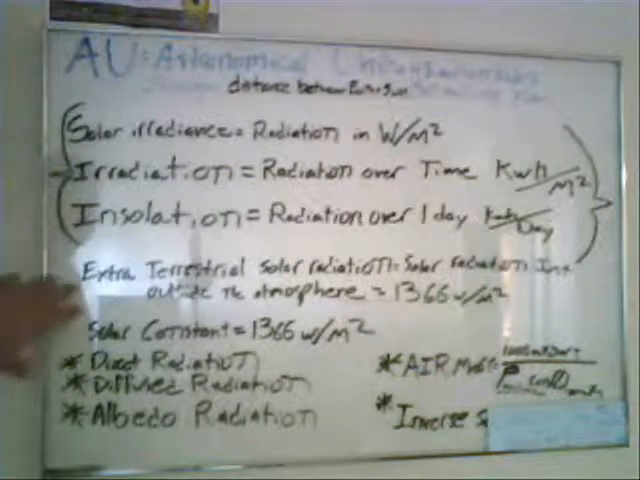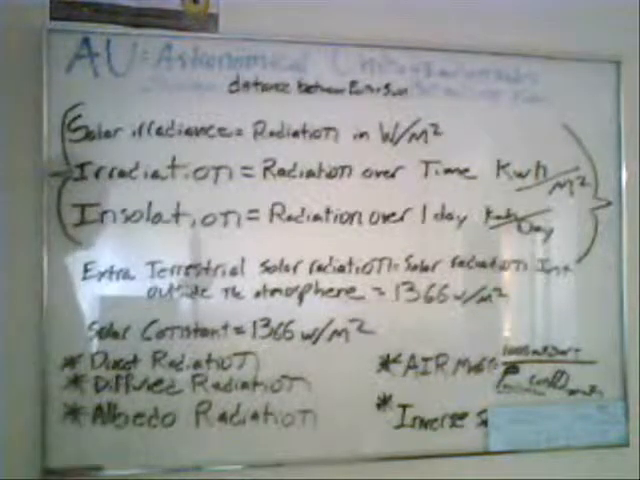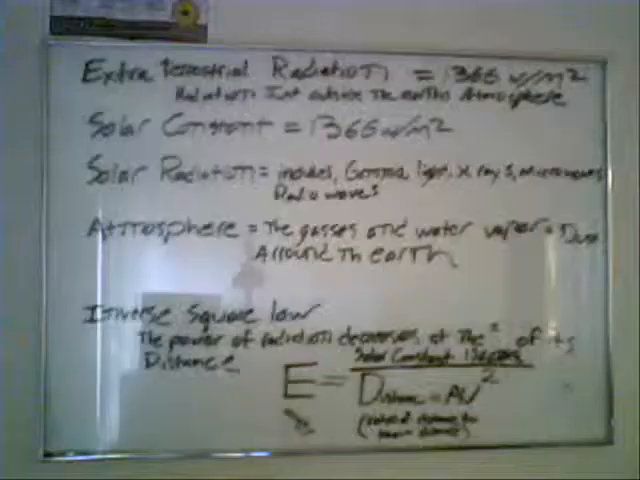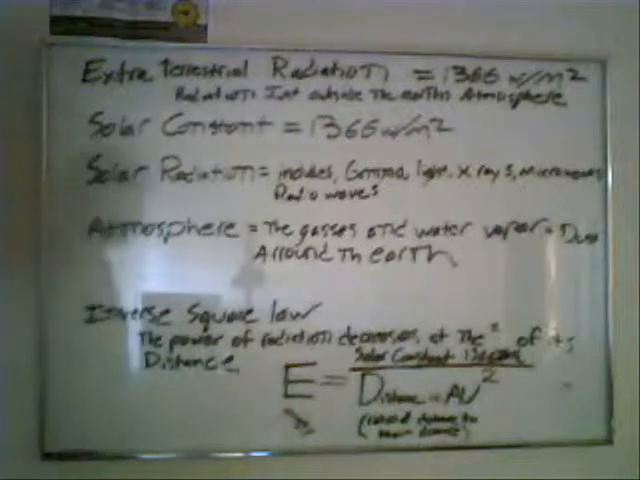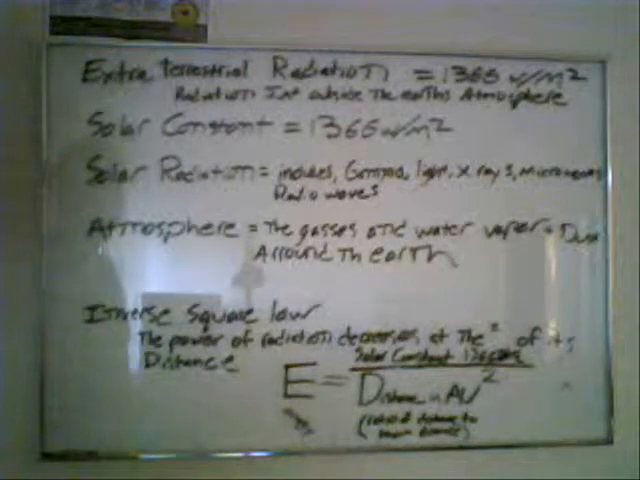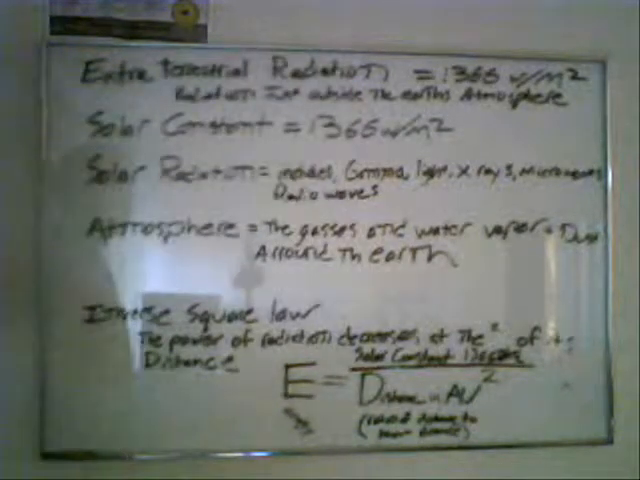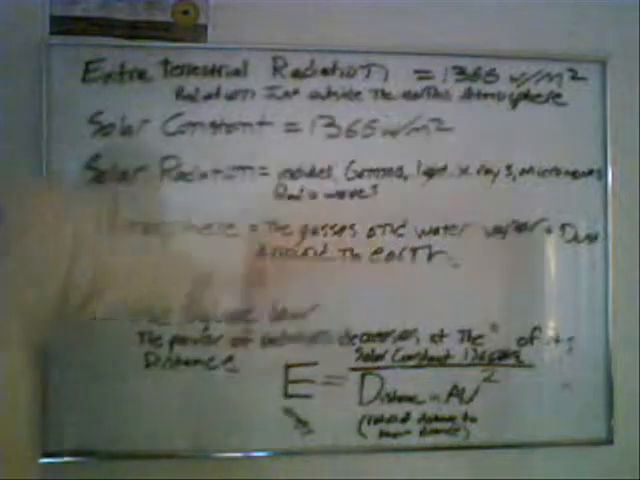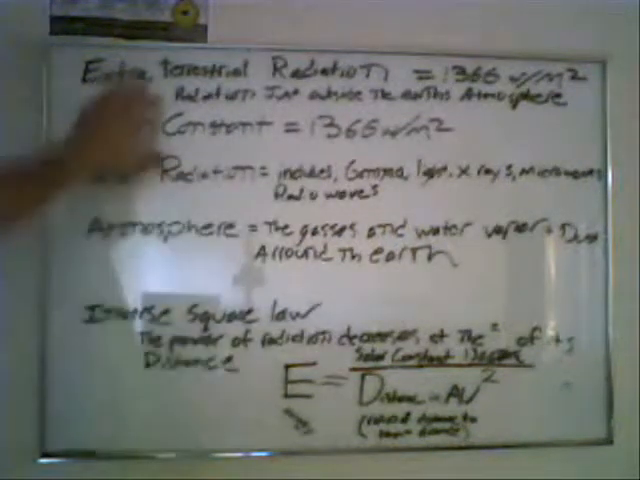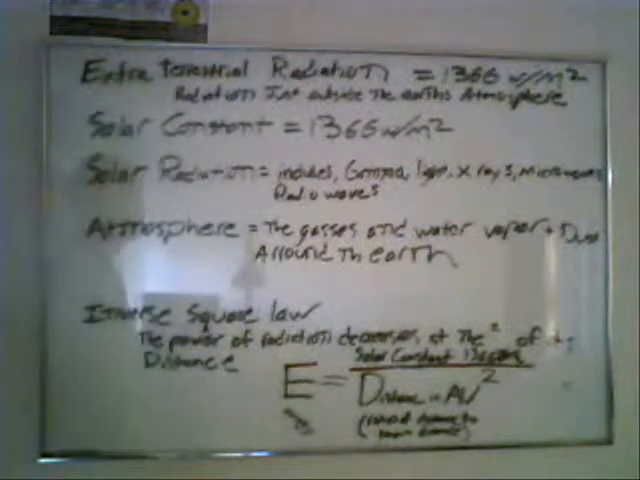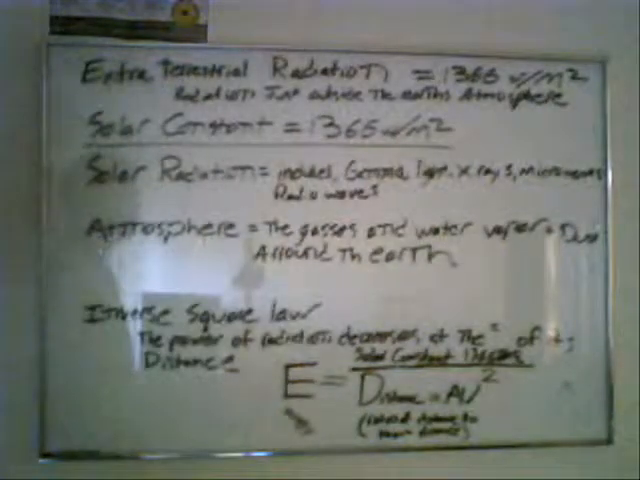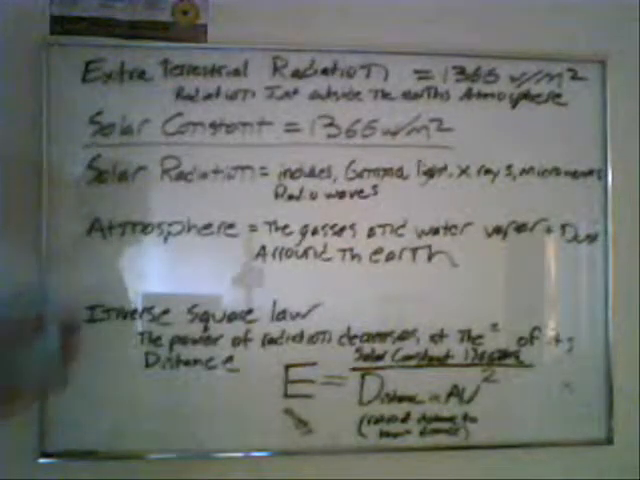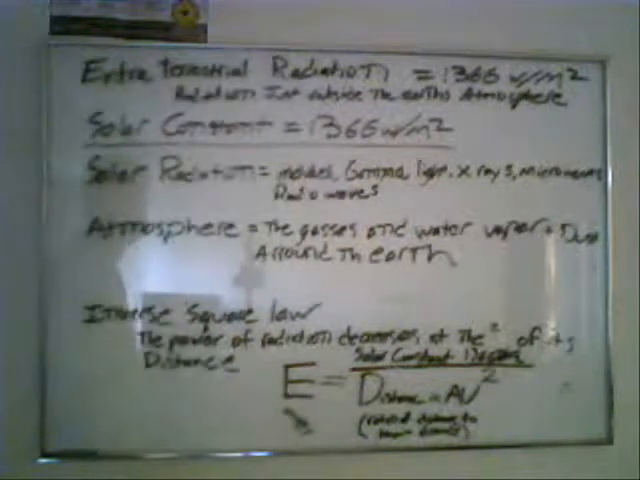Okay. Extraterrestrial solar radiation. Okay, sorry about that. Next on the list, extraterrestrial radiation. This is equal to 1,366 watts per meter squared. It's the radiation just outside the Earth's atmosphere. Solar constant. The solar constant equals 1,366 watts per meter squared. It's the average of the extraterrestrial radiation.